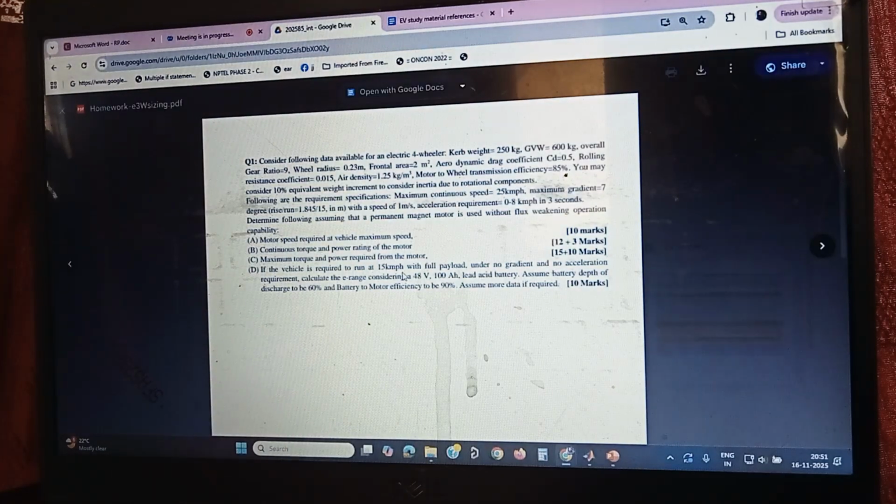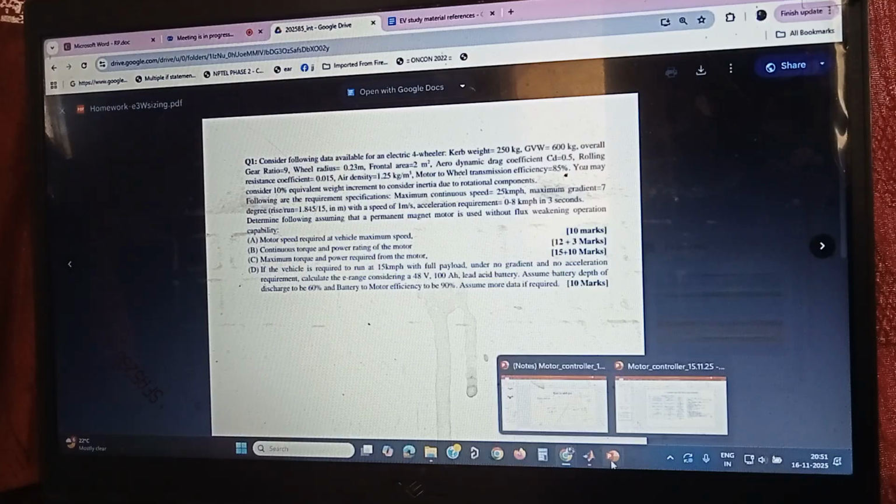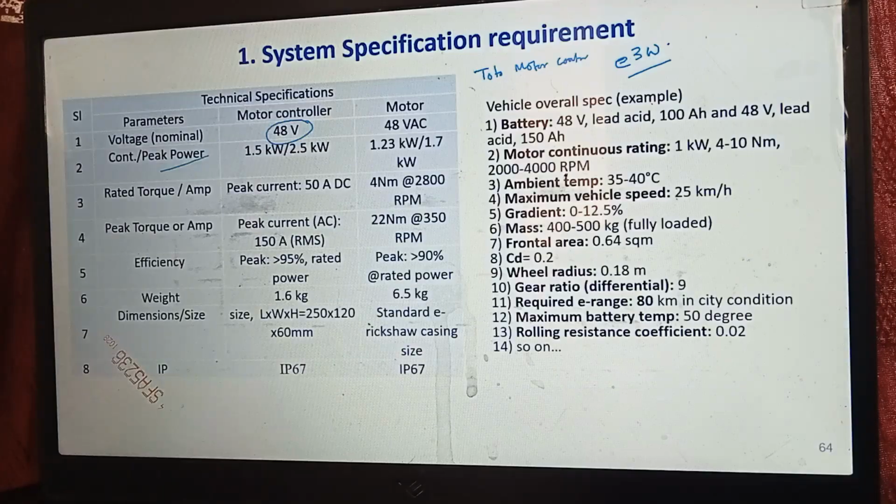So this was the homework that I gave in the last class. There I gave you some specification, based on which you have to select motor ratings. First, from those requirements, you have to find out what motor you are going to use, and at the input, what battery you are going to use. Based on this, your motor controller specification will be decided. So motor rating you need to know. Similarly, from the torque rating of the motor, you have to find out how much current the motor controller has to deliver. That will also go into that.